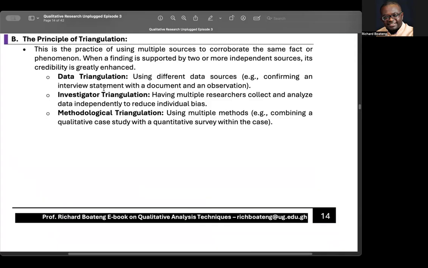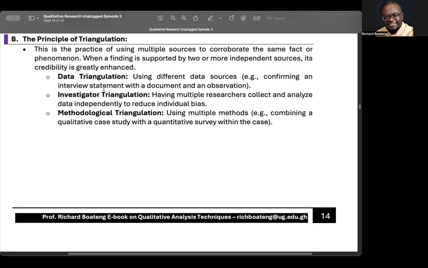Investigator triangulation involves having multiple researchers collect or analyze data independently, which helps reduce individual researcher bias. Methodological triangulation means using multiple methods within the study, maybe combining your qualitative case study with a small quantitative survey administered within the case organization. Using triangulation rigorously is probably the single most important way to strengthen your case study's claims. Got it. Triangulate, triangulate, triangulate.